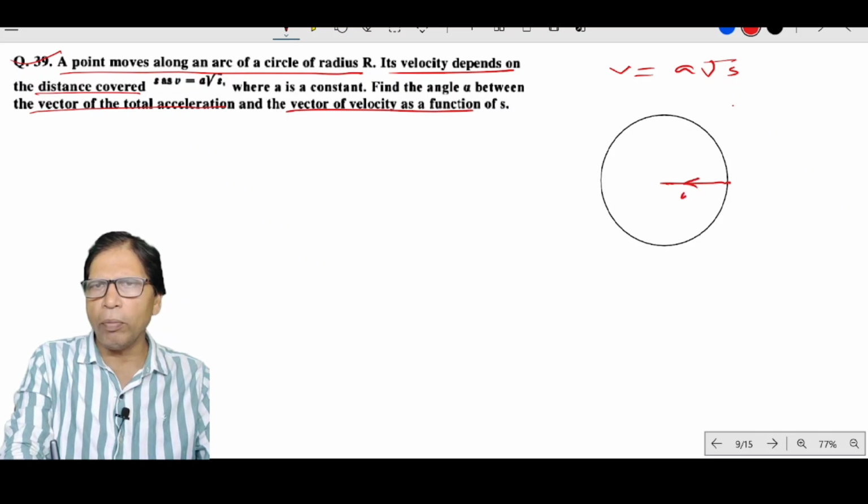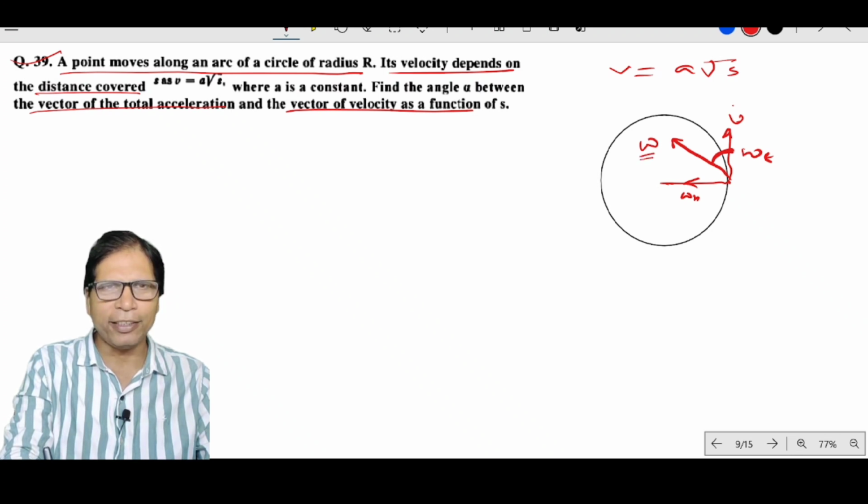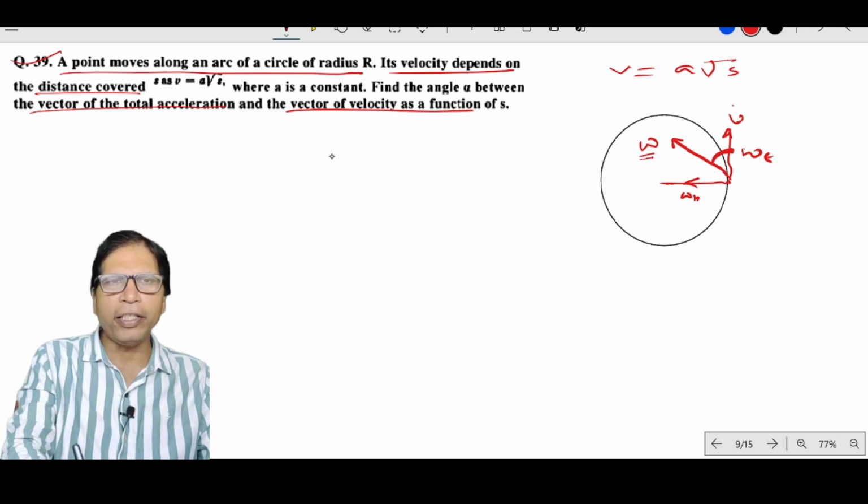This is the normal acceleration w n. This is the direction of velocity, and this is also the direction of tangential acceleration w t. Tangential acceleration w t, and this is the velocity vector. So net acceleration is directed along this direction. Now we have to calculate the angle between v and total acceleration.